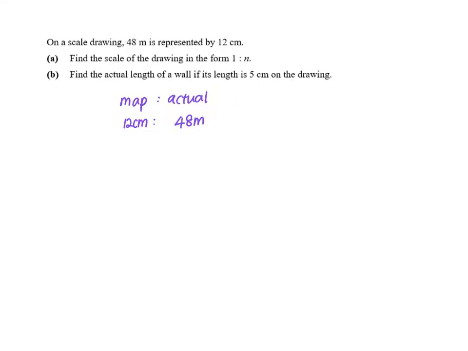Now part A, they want to find the scale of the drawing in the form 1:n. Is there any different units down here? So I should change everything to the same units, right? But now this is cm, this one is meter. Change to what? Change all to cm. How to change to cm? Times 100, very good. Times 100 gives you 4800 cm.